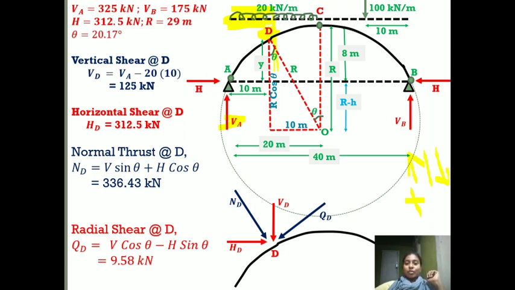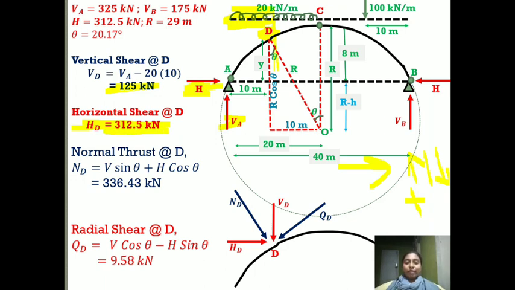We get 125 kilonewton. Now we will find the horizontal shear at D. That is the summation of all the horizontal forces to the left of D. When we take the summation of all the horizontal forces to the left of D, we have only one horizontal load towards the right. When you are taking the section, left rightwards is taken as positive. So H is taken as positive. So HD is equal to 312.5 kilonewton.